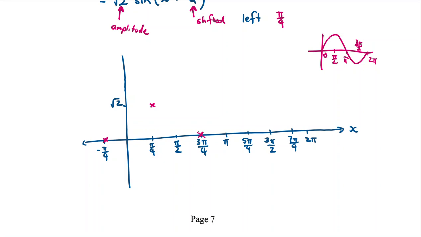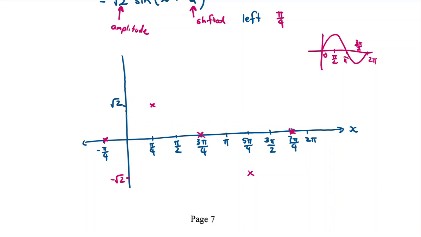And 3 pi over 2 is normally down at -1, or negative root 2 for us, since our change of amplitude, but move it across one spot would be at 5 pi over 4. So that's going to be down here at negative root 2. And finally, the 2 pi, which is back at 0, move it over pi over 4, so 7 pi over 4 will be my intercept there. Do you see what I've done? I've just taken each point and slid everything across one spot.